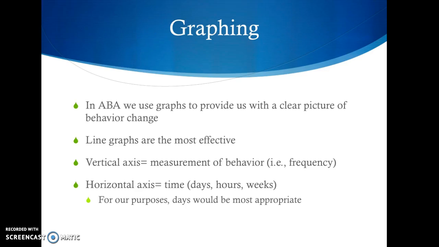In ABA, we use graphs to provide us with a clear picture of behavior change. Rather than using bar graphs or pie charts, we tend to use simple line graphs. On a line graph, the vertical axis is the measurement of behavior, and the horizontal axis represents the passage of time. For your self-management project, graphing per day will be the most appropriate. But it is important to note that the way that we summarize data and display it on a graph can give us a much different picture of even the same raw data.